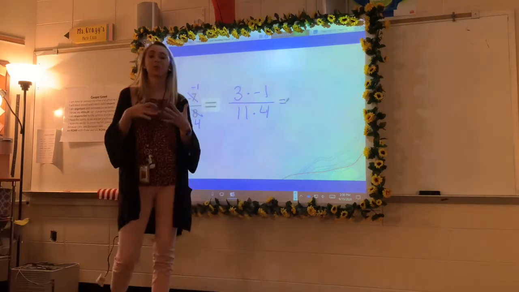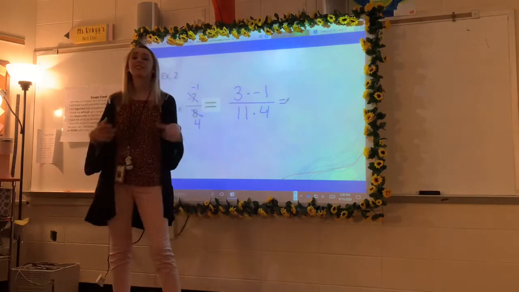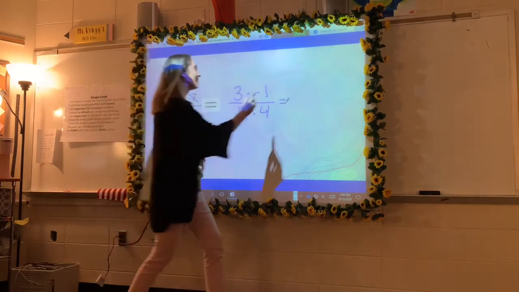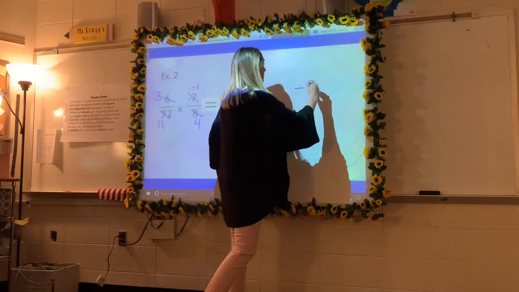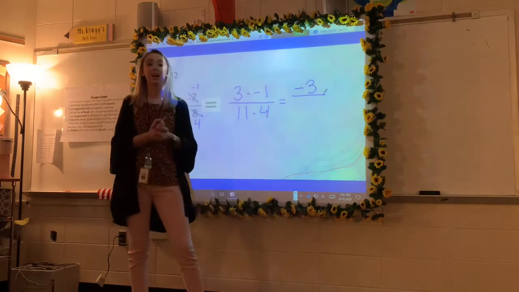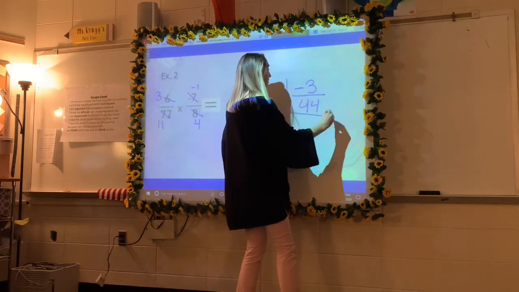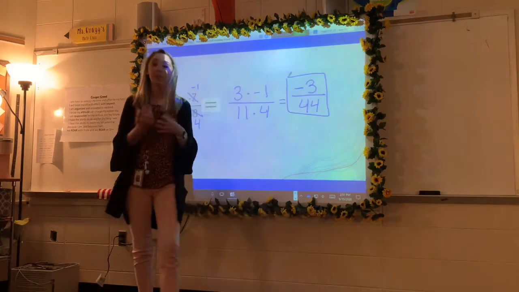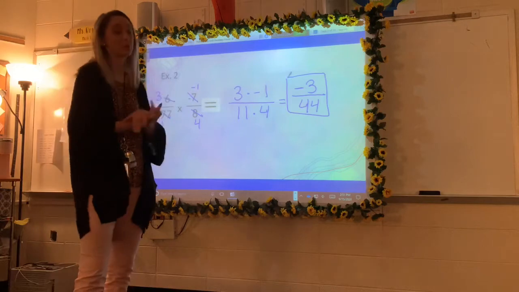So we have to remember those integer rules. So positive times a negative is always going to be a negative. So negative, so 1 times 3 gives us that 3. And 4 times 11 would give us 44. So our answer would be negative 3 over 44. And of course you would want to look and see if you can simplify anything. In this case, we cannot.